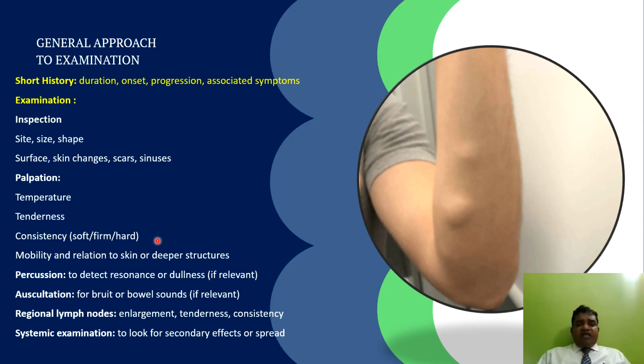Mobility and relation to the skin or deeper structure is very important, because mobility indicates deep structure attachment is not much there. Suppose this lump is fixed with the deep structure, that is also one of the signs for malignancy. You can see in breast cancer, when they involve the chest wall, that indicates some bad prognosis of the malignancy.